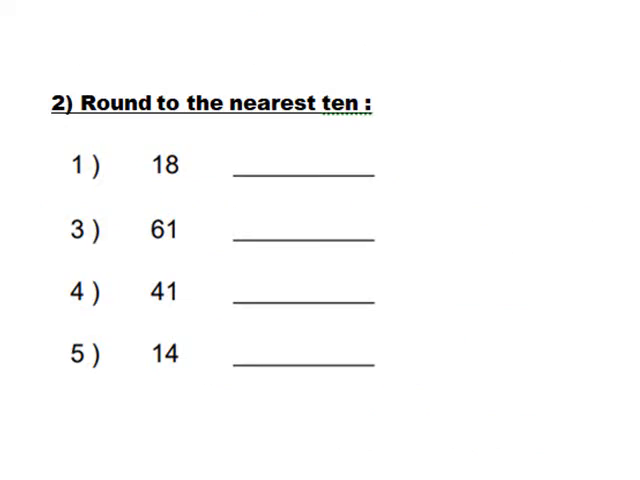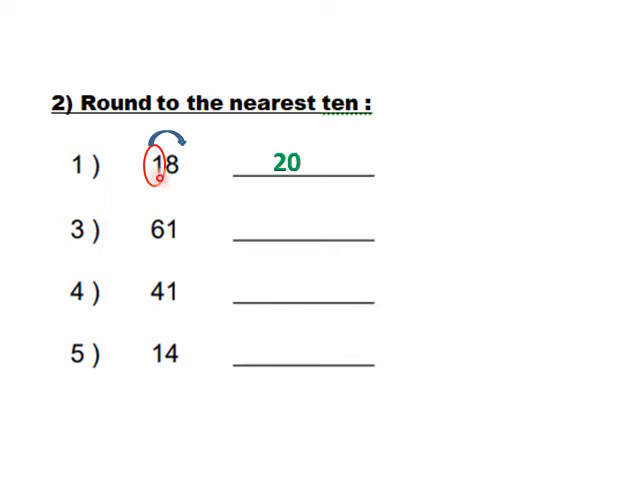So let's solve together. Round to the nearest 10, so I will circle the number in the tens place. Then I will check the number on the right side. Here it is 8. 8 is a weak number or a strong number? It is a strong number. So I will increase this one in the tens place by 1. 1 plus 1 is 2.